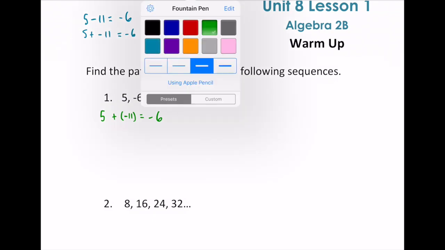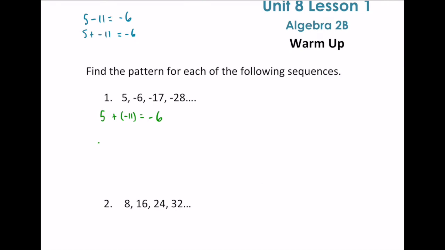All right, let's see if this pattern holds up. So if I do -6 and I add -11, my result is -17, which is the next number in my list. It seems to be working out. So if I do -17 and I add -11, I should get -28, and hey, that's the next item in our list.